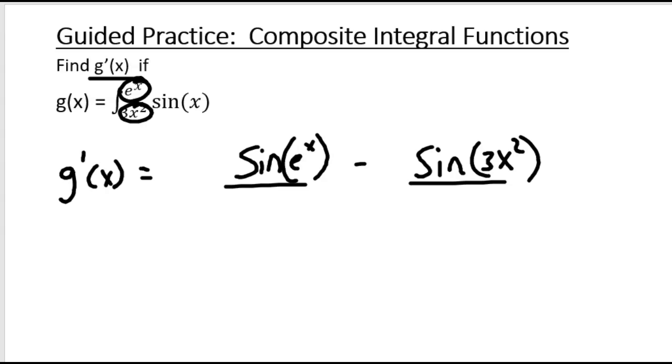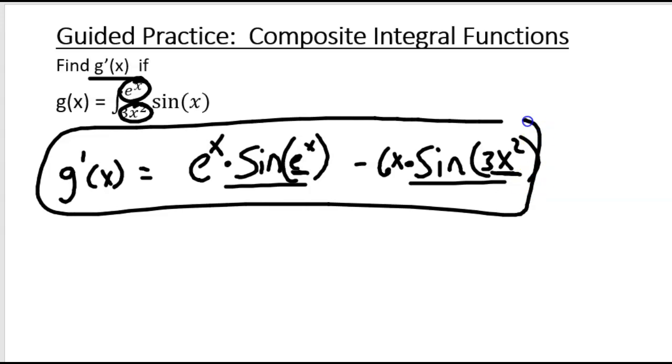All right, so what you're going to multiply this by is the derivative of the inside. So the derivative of e to the x is just e to the x. So I'm going to put e to the x there. And this one I'm going to multiply by the derivative of this inside, which is 6x. And that's the fast way to find the derivative of a composite integral function.